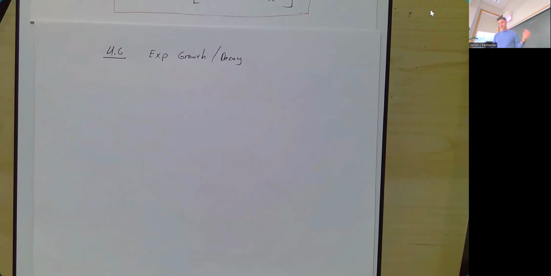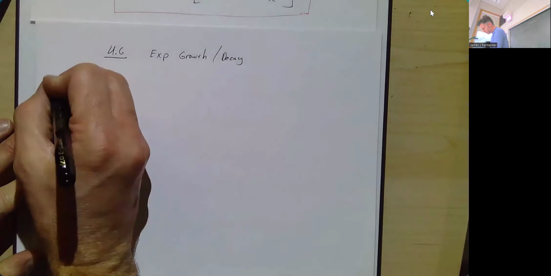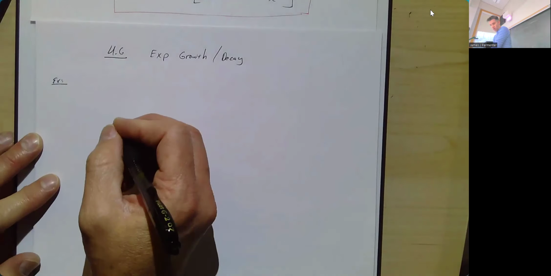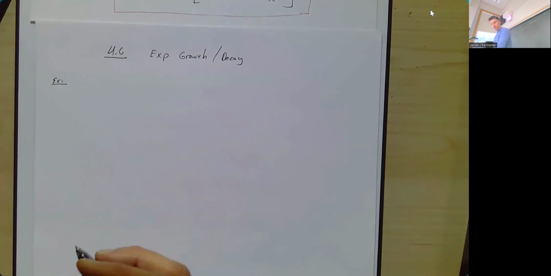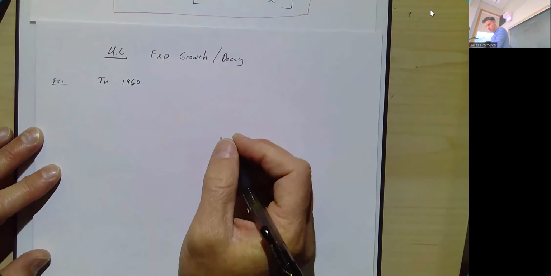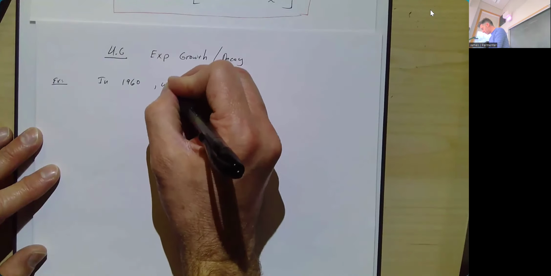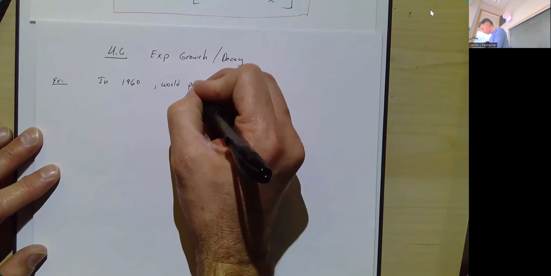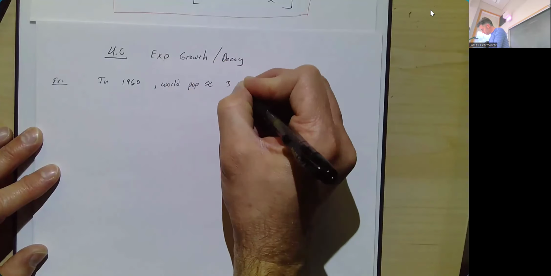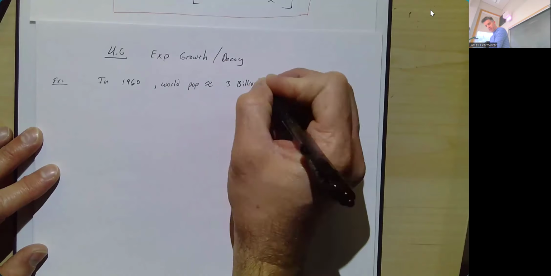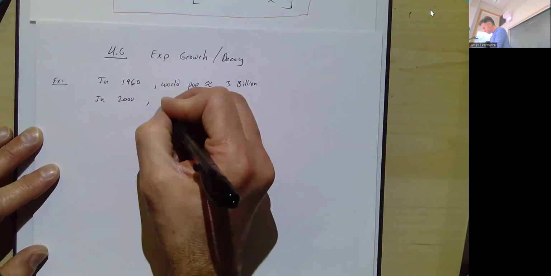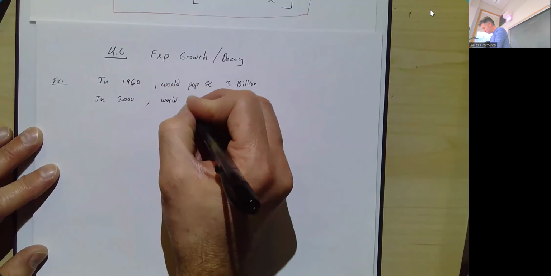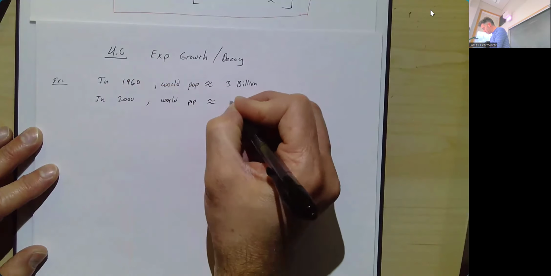Let's look at an example. So here's what I think of as a typical exponential growth or decay problem. In 1960, the world population was approximately 3 billion people. And in the year 2000, the world population was about 6 billion people.